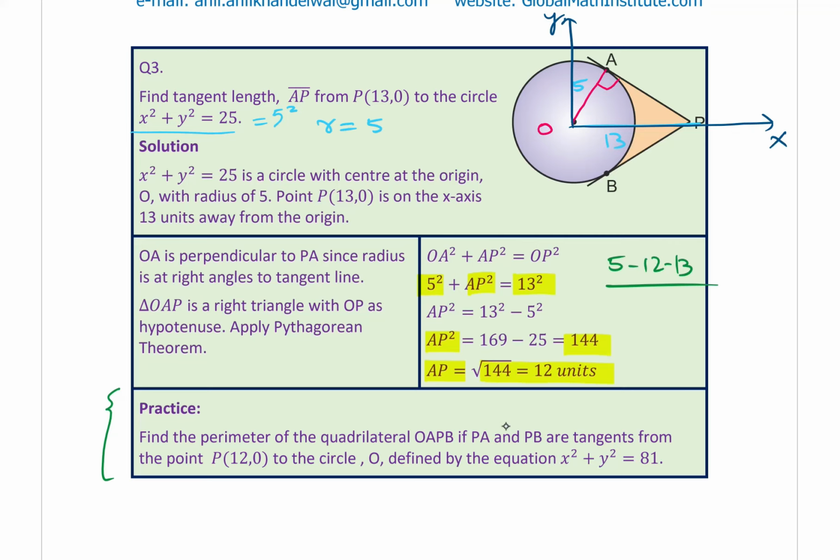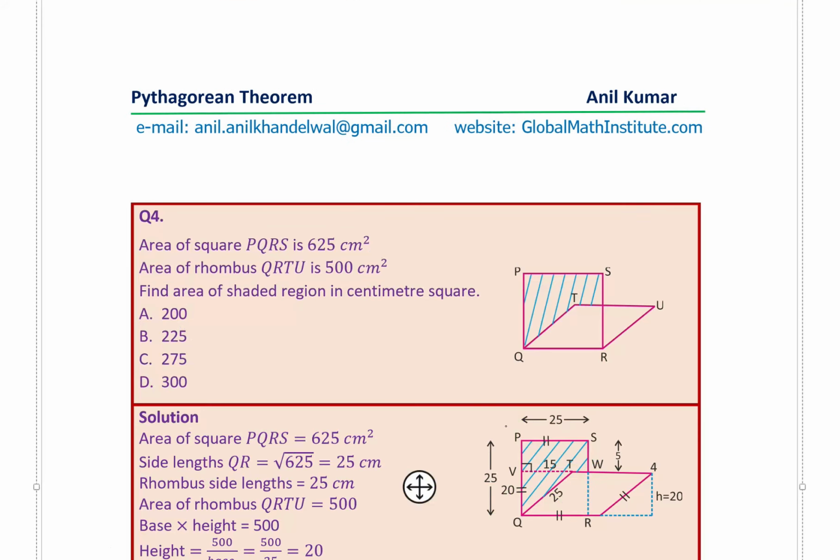Find the perimeter of the quadrilateral OAPB if PA and PB are tangents from the point P (12, 0) to the circle O, defined by the equation x square plus y square is 81. So we have changed the equation of the circle, and that is the quadrilateral which we're trying to figure out. So now you need to find the perimeter of the quadrilateral OAPB, right? And we're given a new equation that basically means 9 square, right? So radius in this case is 9, and then you can solve it. Perfect.